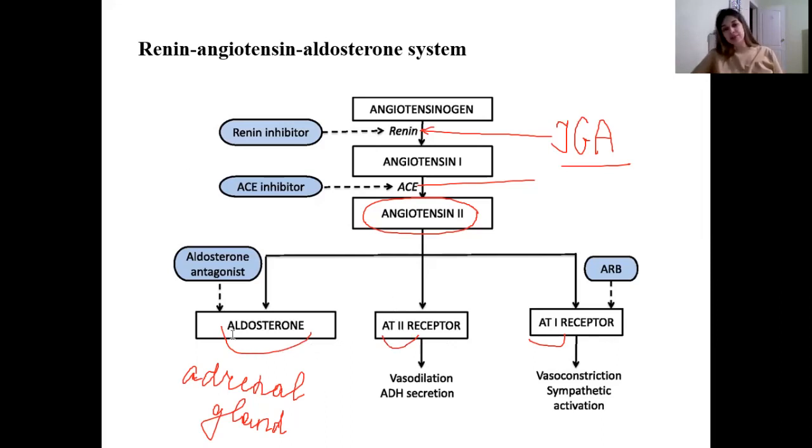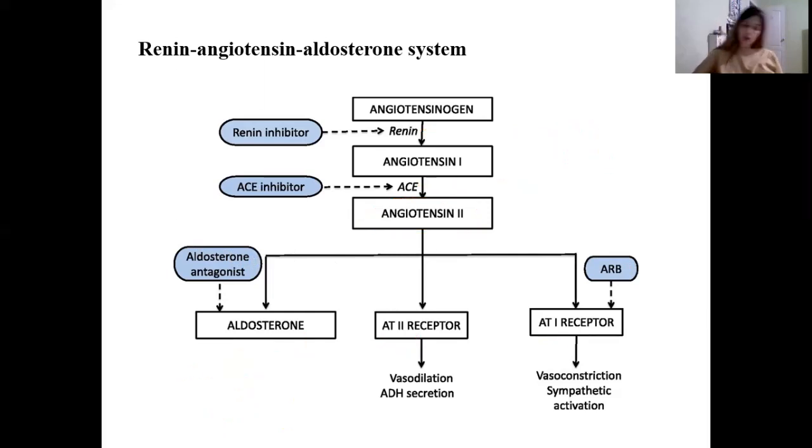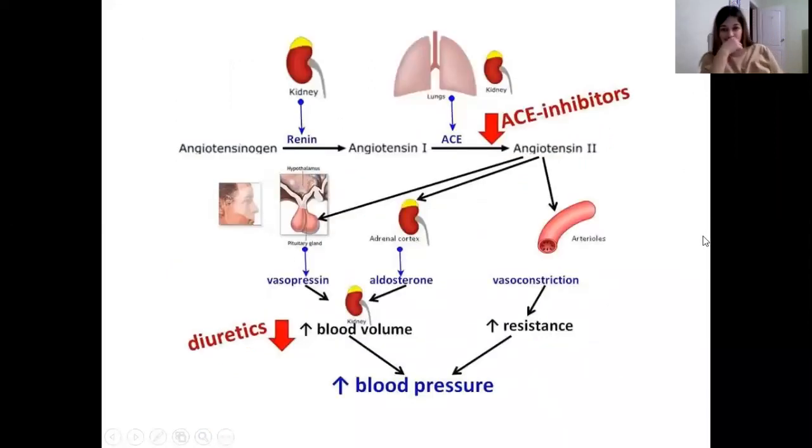Okay, this is the system. And how can we affect this system? We have several groups, like we have the renin inhibitor, which is aliskiren. We have angiotensin converting enzyme inhibitors, which are prils. We have angiotensin receptor blockers, which are sartans, and aldosterone antagonist, which is spironolactone. We will further see these names, I guess.